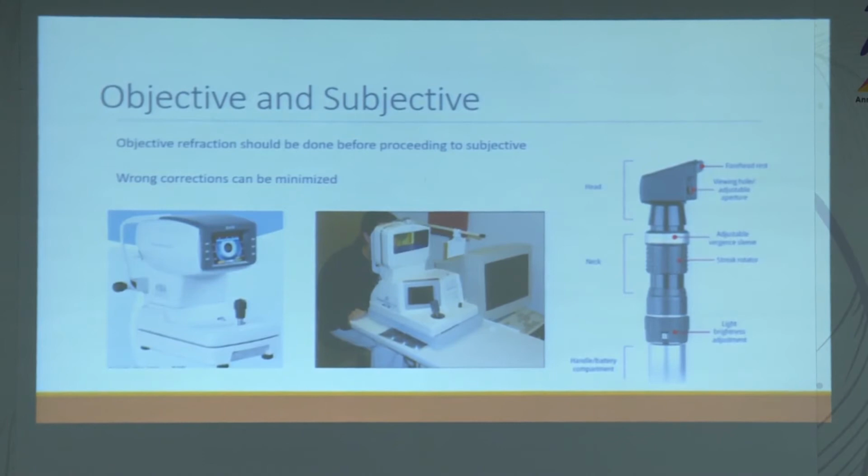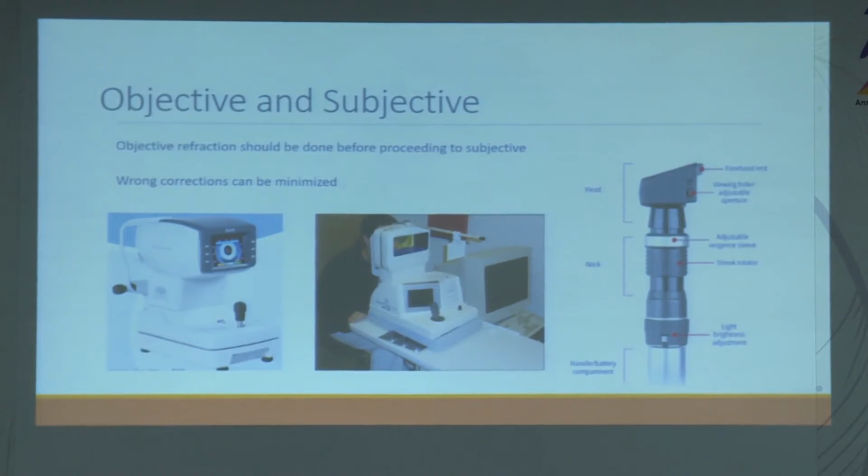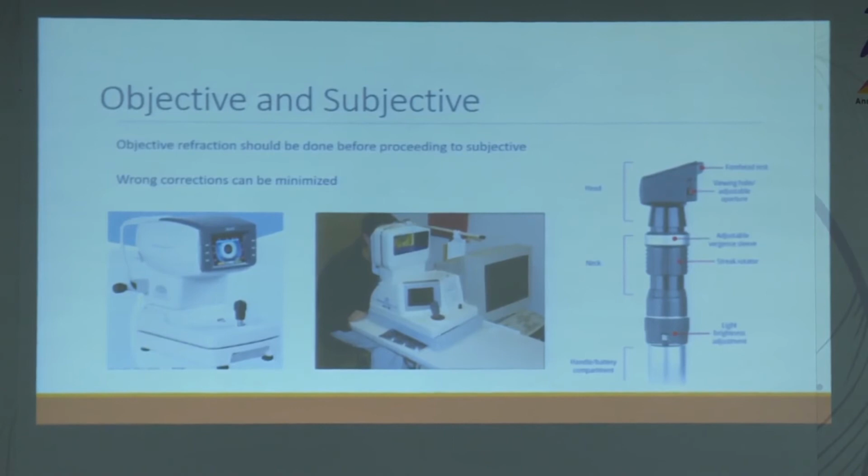Ideally, in a routine presbyopic correction it may not be necessary, but in all the other routine refraction cases, it's ideal that you start with an objective refraction with your sleek retinoscope. You get a value out of it. For doing a sleek retinoscopy, it's not a must that you dilate. In a reasonably cooperative patient, you can do an objective refraction even without dilatation. And depending upon the objective refraction value, you proceed on to the subjective refraction.